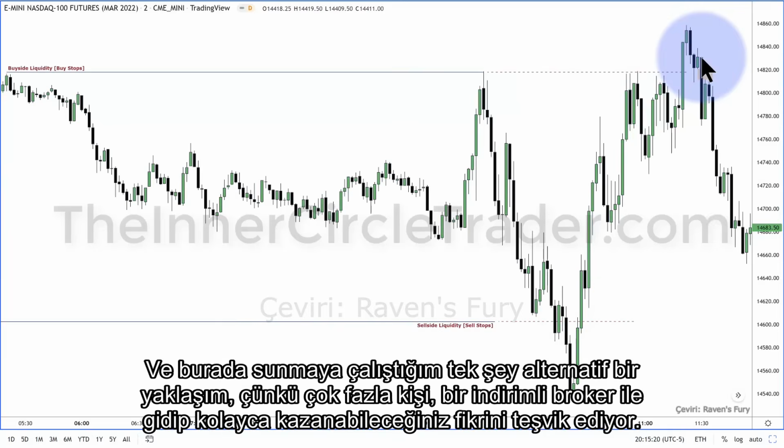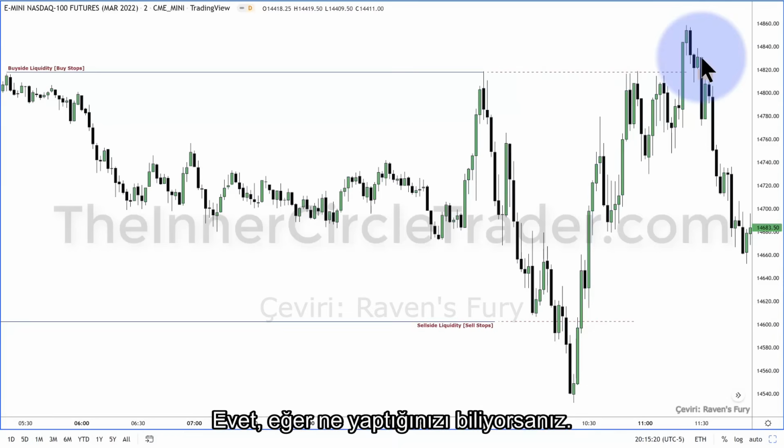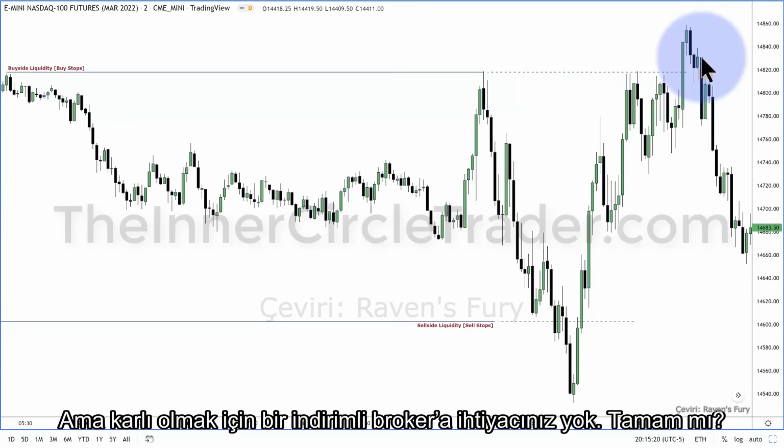And that's the only thing I'm trying to provide here as an alternative, because there's a lot of individuals out there that will promote the idea that you can go out there with a discount broker and just clean up. Yeah, if you know what you're doing. But you don't need a discount broker to be profitable.